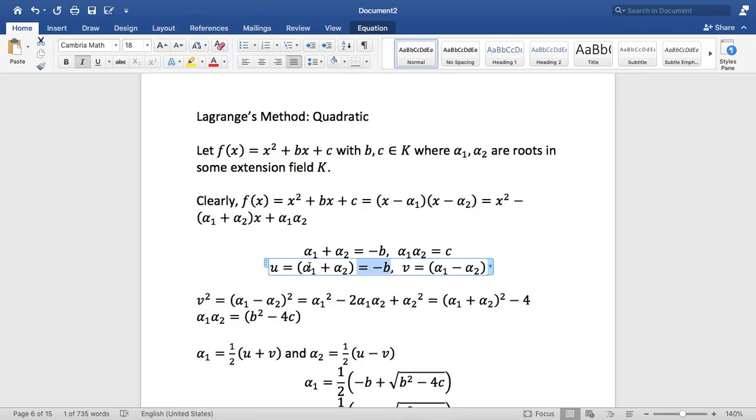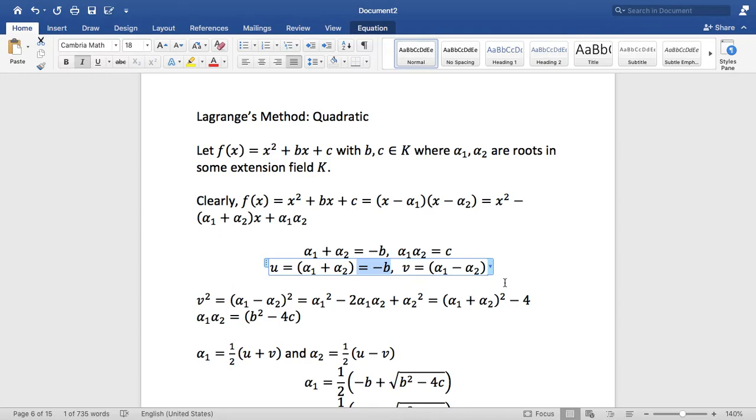And now for v, we want to try to link it. What do you notice immediately? Immediately you can apply Newton's theorem, right? Alpha 1 plus alpha 2, if you switch the roots around, is not going to affect it. U is always going to be negative b because this is symmetric with respect to the roots. However, v is not symmetric. Switching alpha 1 and alpha 2 has an effect. The effect is that v will just become negative.